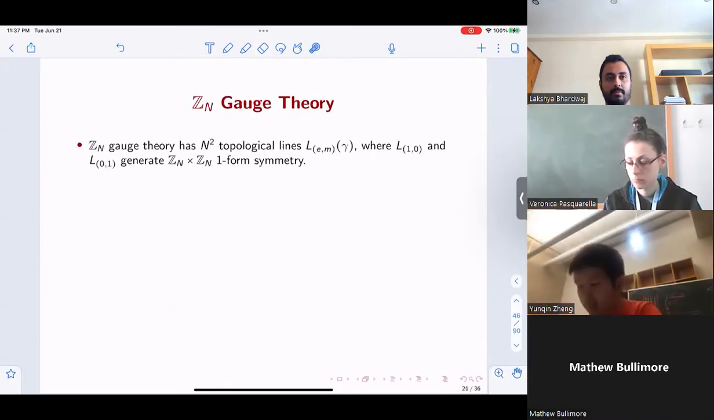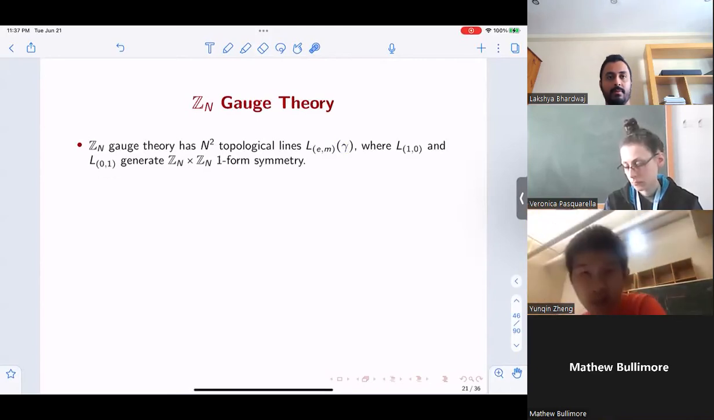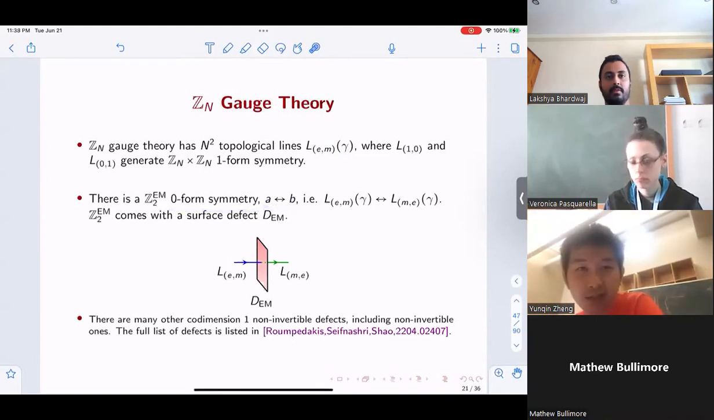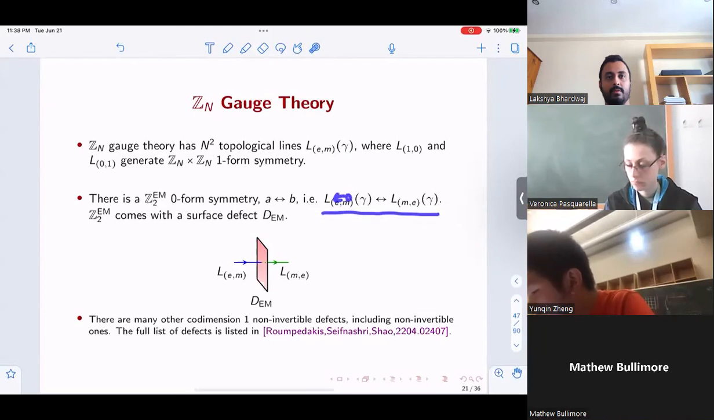Okay, so let's review the properties of this Zn gauge theory. The Zn gauge theory has n squared non-trivial line defects labeled by a pair of Zn quantities, E and M, and gamma is the line where the defect lives. The line (1,0) and the line (0,1) generate the Zn times Zn one-form symmetry. There is also an EM exchange zero-form symmetry, which flips the A and B. Flipping A and B leaves the action invariant, so it's a symmetry. On the operators, it just exchanges the E and M labels, so it maps the (E, M) line to the (M, E) line.